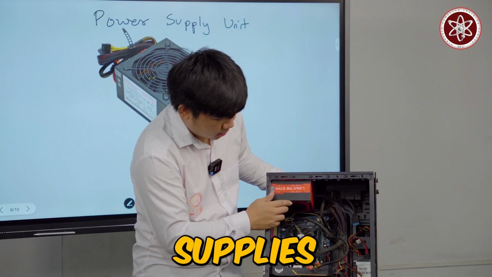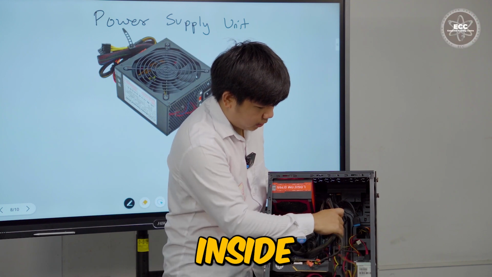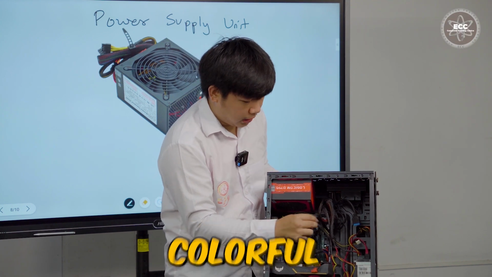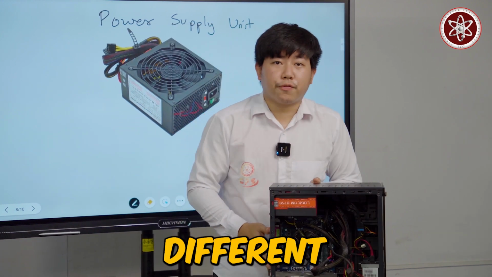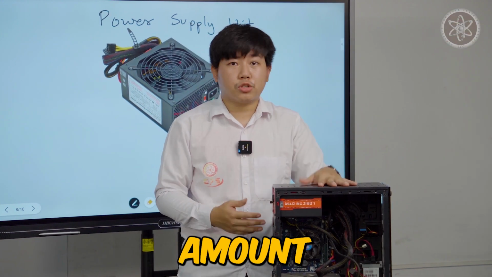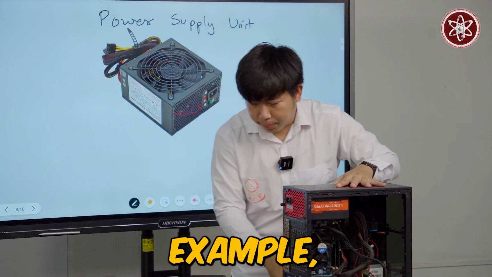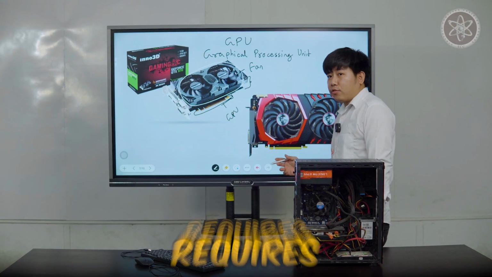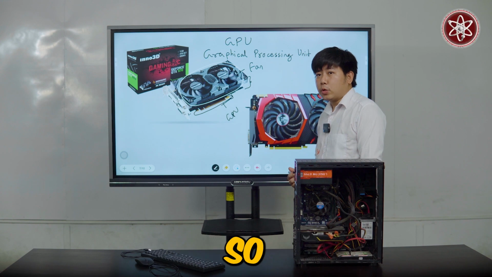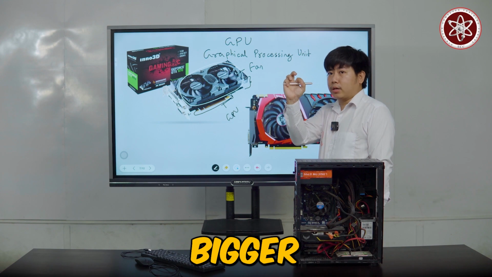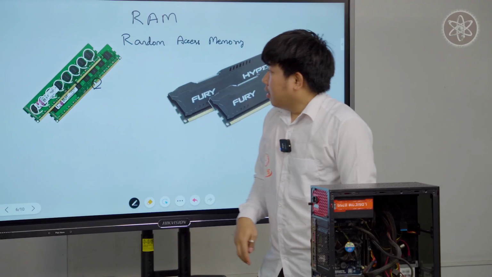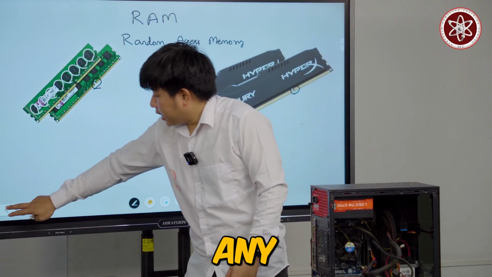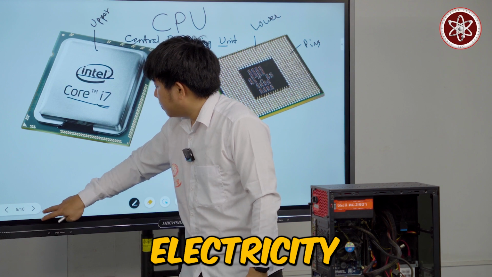This supplies all the components inside with these big red colorful cables, and each cable carries a different amount of voltage. So for example, the GPU requires a lot of electricity, so it has a little bulgier, bigger cable going to it. But the RAM doesn't require any direct electricity.